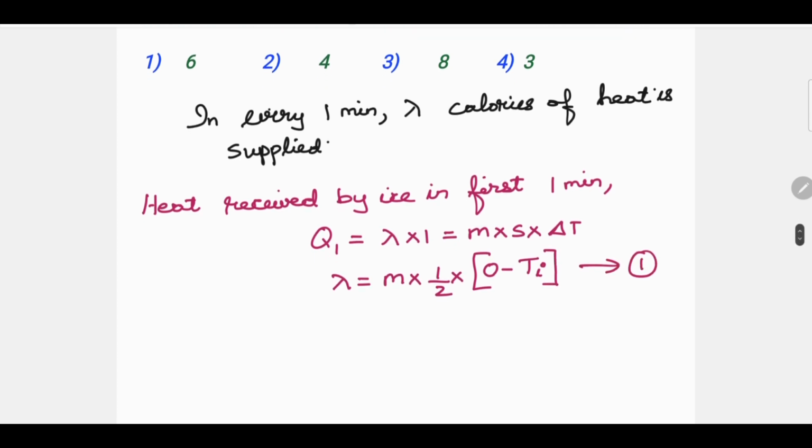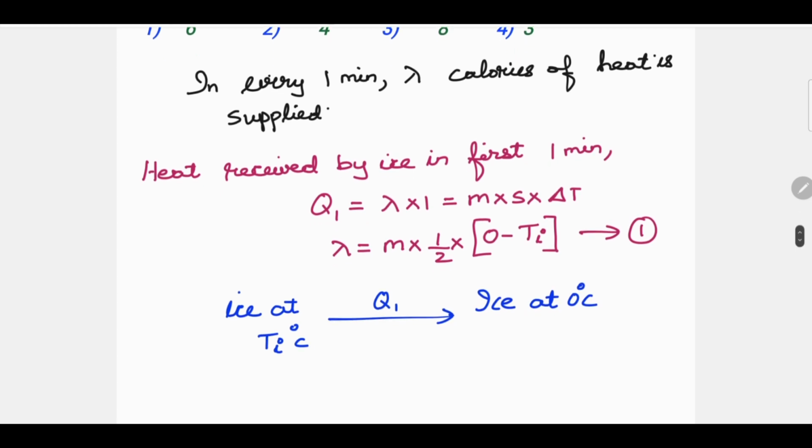So ice was at some temperature Ti. Now by absorbing this heat energy, its temperature increased to 0 degrees Celsius. You have to think like this. So this is ice. Ice was initially at Ti degrees Celsius. So we supplied heat energy Q1. Then it became ice at 0 degrees Celsius. That is the concept behind the equation number 1.